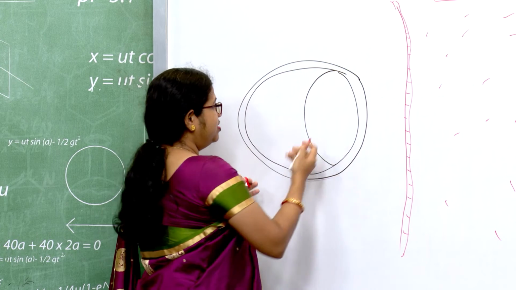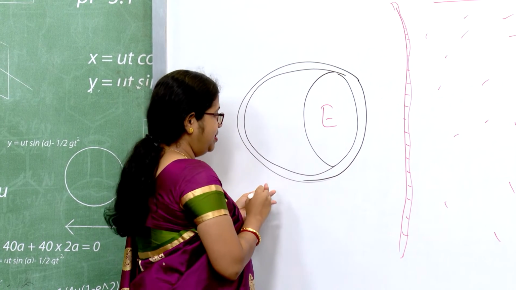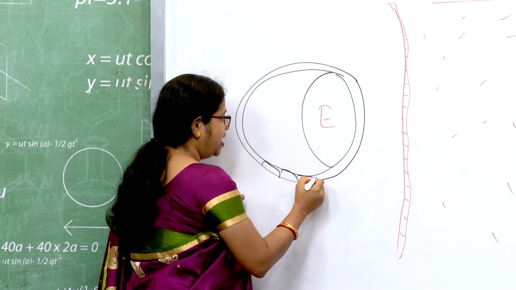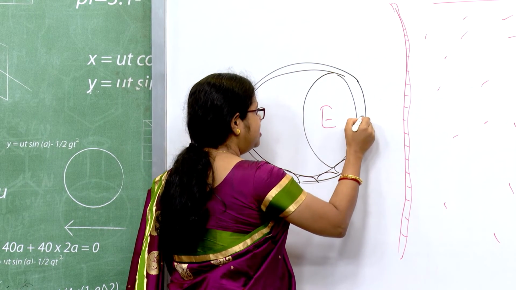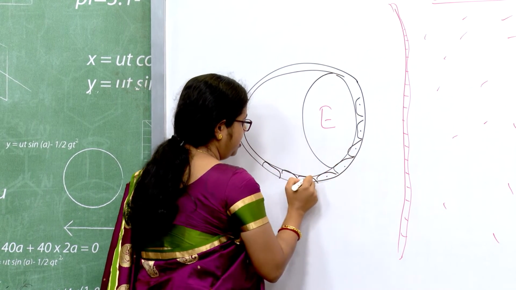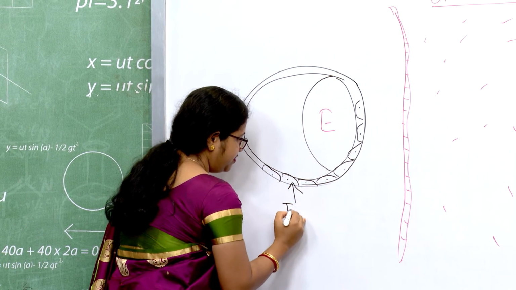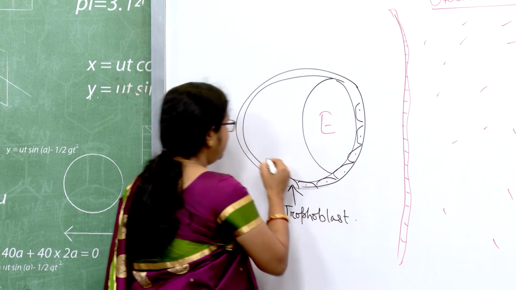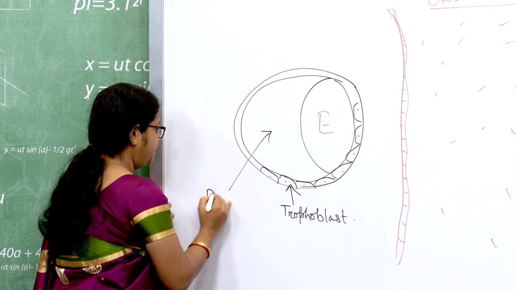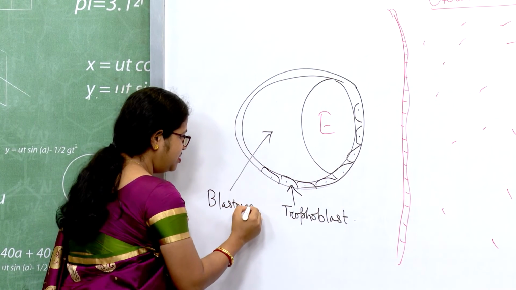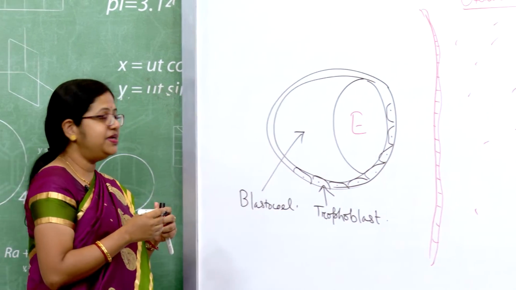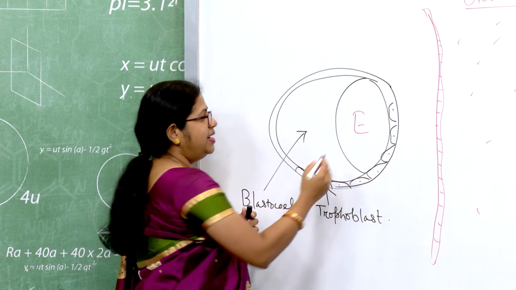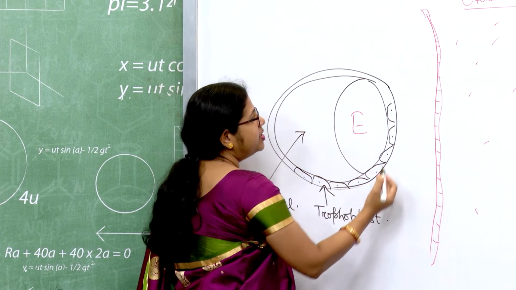This is my embryoblast, and the outer layer, which is formed of flat cells, will form my trophoblast layer, and we have a cavity which is your blastocoel. Now, this blastocoel cavity separates your inner cell mass to one side.